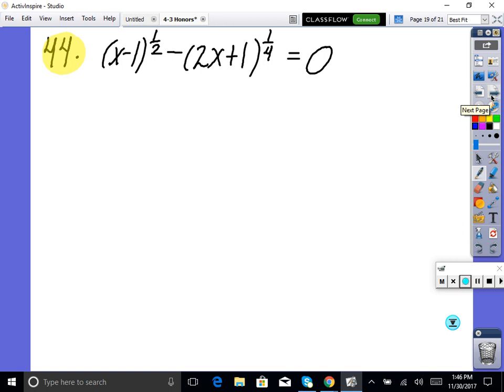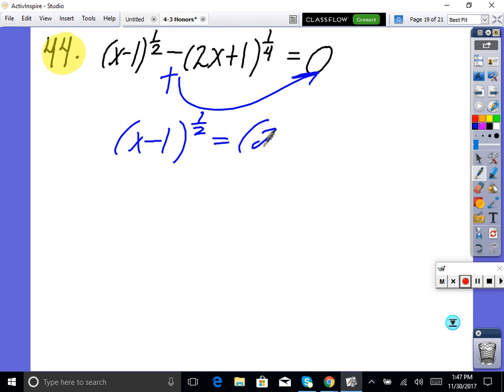What should we do here? Tell me. Yes? Yeah, we could raise it to the 4. Okay, bring that over here, okay? We have x minus 1 to the 1/2 power equals 2x plus 1 to the 1/4 power. Very good to remember. We need to isolate our radicals. What should I do next? Any suggestions?